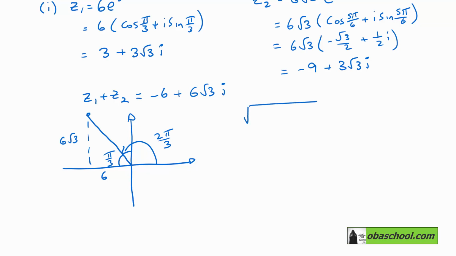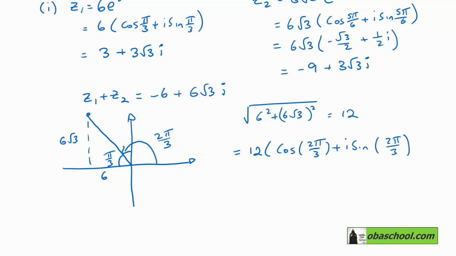And the square root of 6 squared plus 6 root 3 squared is equal to 12. And so it is equal to 12 cos 2 pi by 3 plus i sine 2 pi by 3, which can be written as 12e to the 2 pi by 3 i.